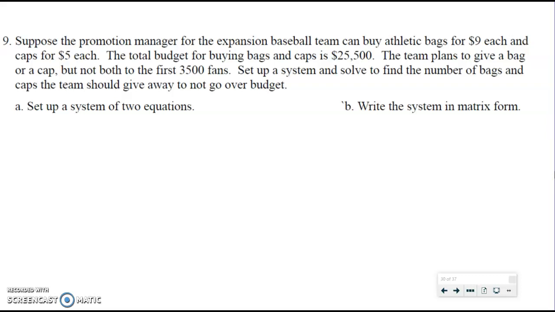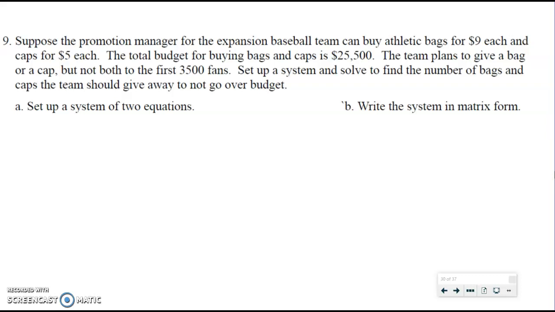Suppose the promotion manager for the expansion team can buy athletic bags for $9 each and caps for $5 each. The total budget for buying bags and caps is $25,500. The team plans to give a bag or cap, but not both, to the first 3,500 fans. We're asked to set up a system and solve to find the number of bags and caps the team should give away to not go over budget.